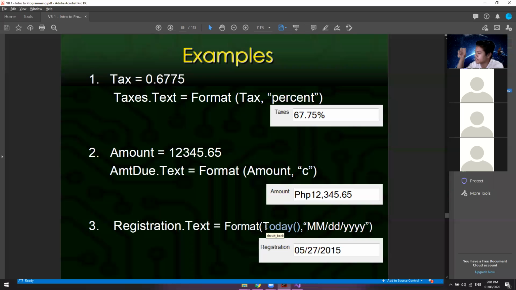Okay, yung hours and then minutes. So, as you can see right here, we have MM, DD, and then YYYY. So, ito yung magiging result. So, month, date, and then year. Okay?